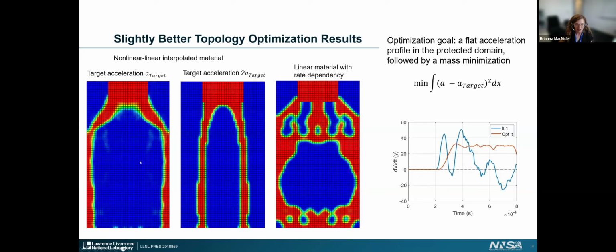And because this material here is very soft in the middle, it doesn't do a very good job of transmitting that force. So the best way for it to get some non-zero value of acceleration is to have a connection to the bottom of the design domain.